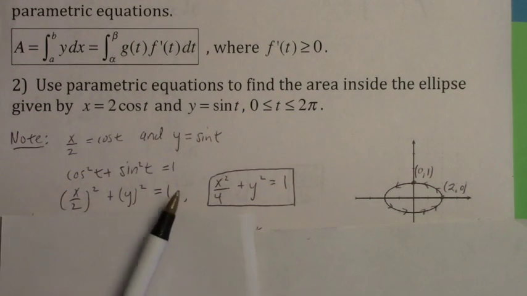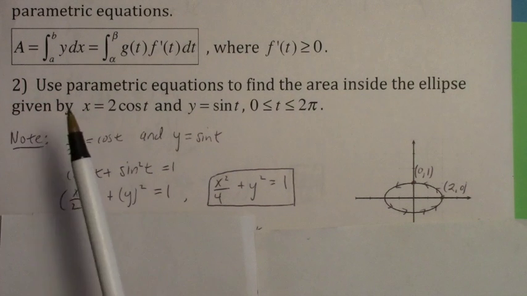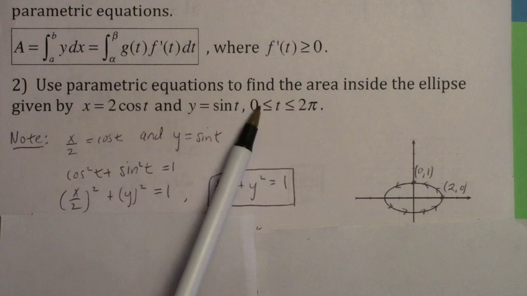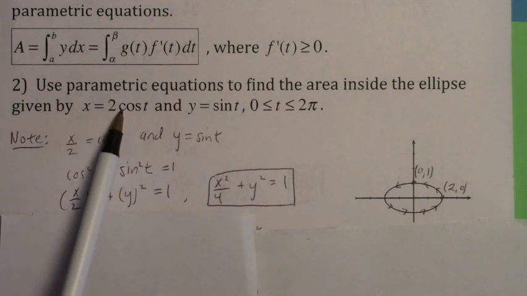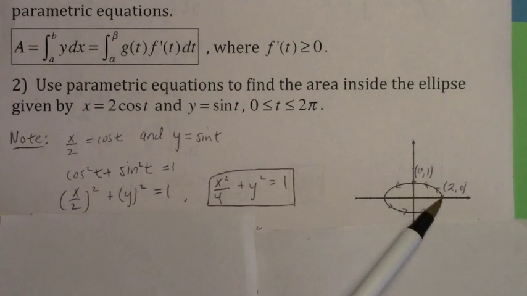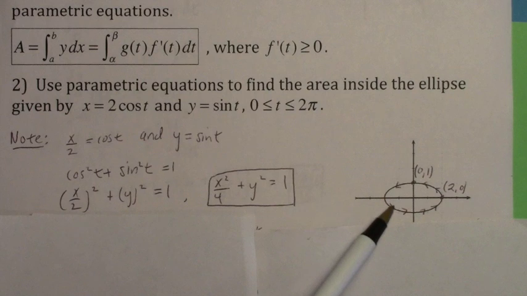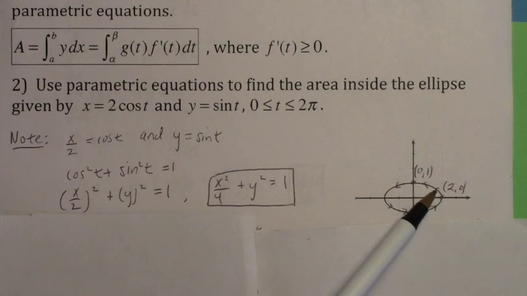Now notice, if you look at it carefully though, this is the subtle part. From 0 to 2 pi, if you were to make a table, for example, when t is 0, you plug in 0, you get (2, 0). It starts off at (2, 0), and it traverses from right to left, or you should say counterclockwise. So we have a problem here.